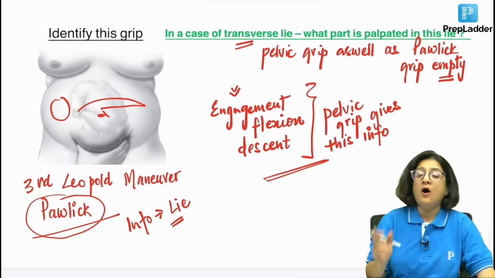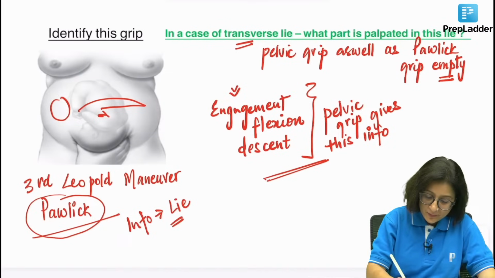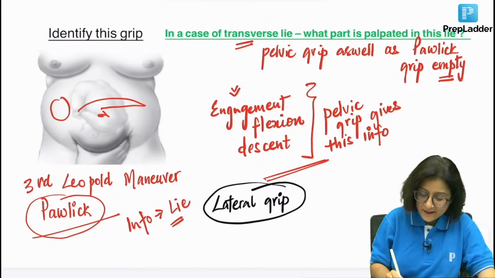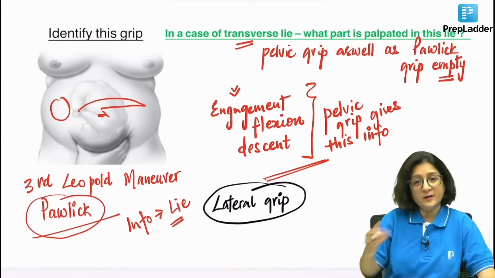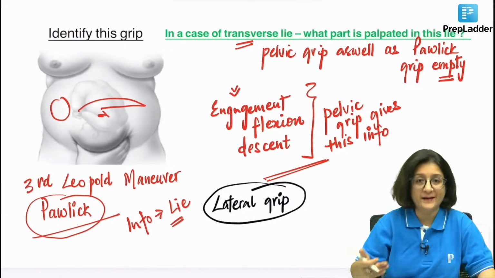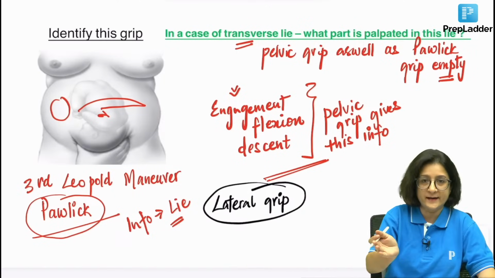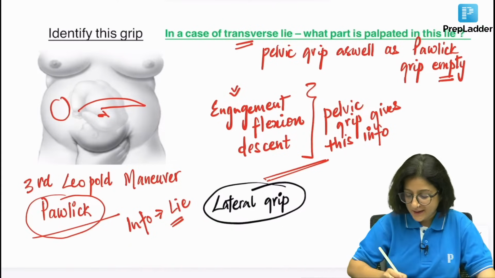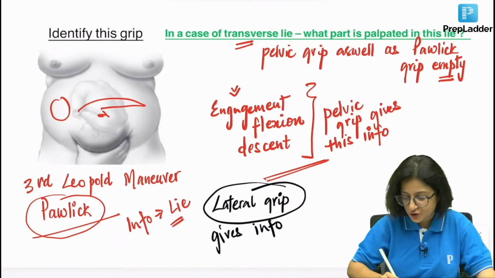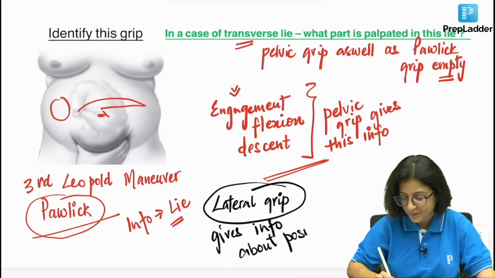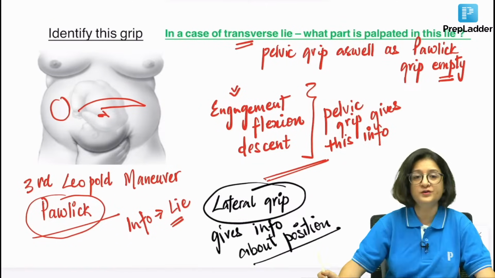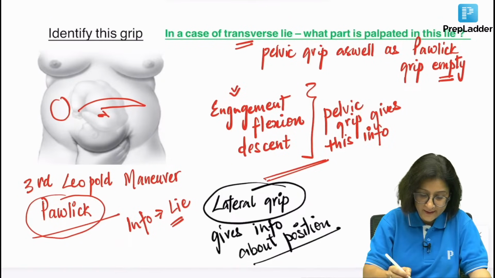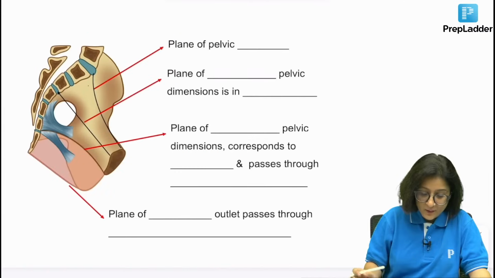Okay. Now, also please remember that there is a lateral grip. Recall, there is this lateral grip. The lateral grip is going to give us an idea on palpation. We'll get to know which side is the back. Back is on the left side or back is on the right side? Obviously, wherever the back is, the occiput is also going to be on that side only. So the lateral grip gives information about the position. So these are a few important pointers regarding these maneuvers, all right? Okay, now moving on, let's have a look at the next image.